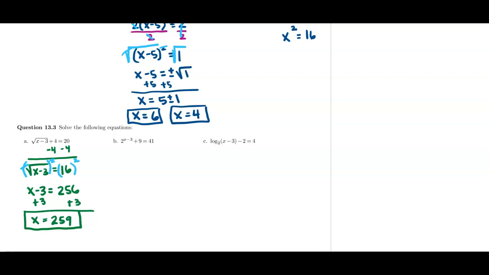So for part B, I subtracted the 9 over. Okay. So then what did you get? And then I got 2 to the x minus 3 equals 32. Okay.